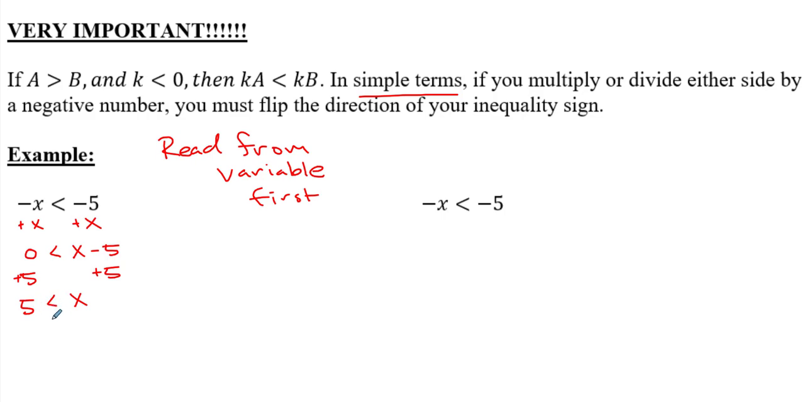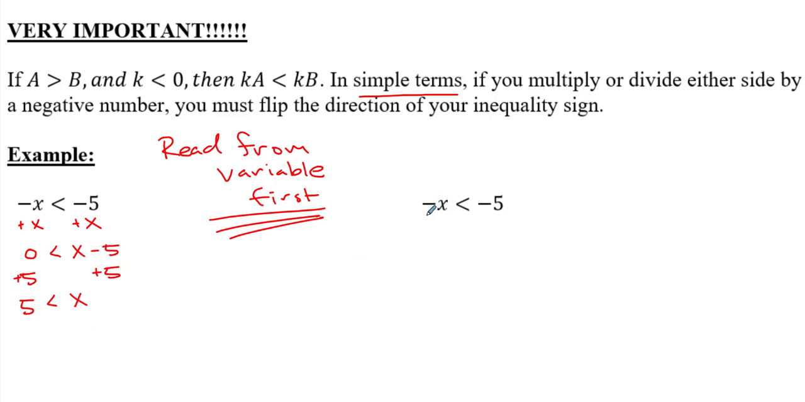Yes, 5 is less than x, but there are also so many other values that are less than x. We want to represent all of the values for x. So we would start with our variable. I call this my starting word, right? X. And then I look which direction is facing my x. And since it's the open mouth part of the little, I don't know, some call it Pac-Man or alligator, x is greater than 5. Okay, so I want you guys to really start doing that. Read from the variable first. That way when you draw this on a number line, you don't get confused.